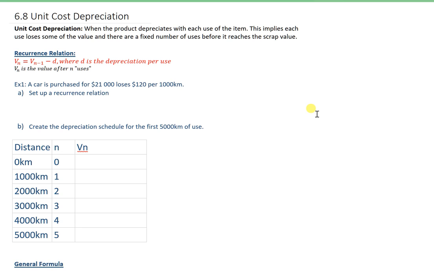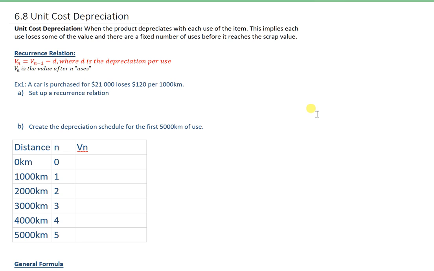Okay. Now this use may not just be driving a single kilometer. It could be driving 100 kilometers or 1,000 kilometers. So it's per unit of use. Okay, so that means the meaning of VN is the value, again, after N uses, where a single use can look different. So it might be a single sheet of paper or a ream of paper. Depends on how it's defined in the question. So let's look at an example.